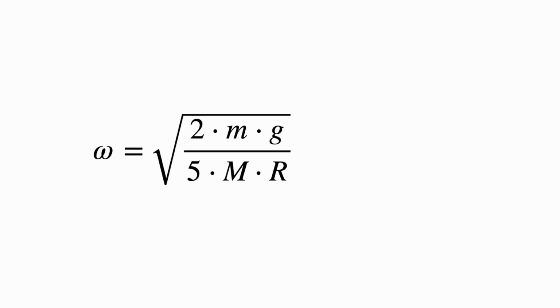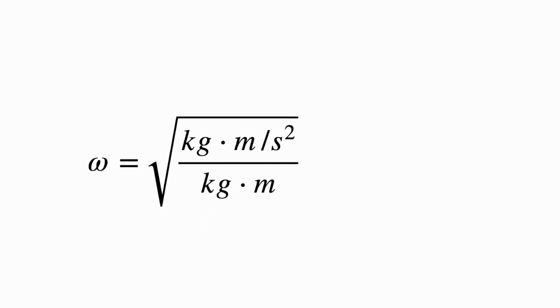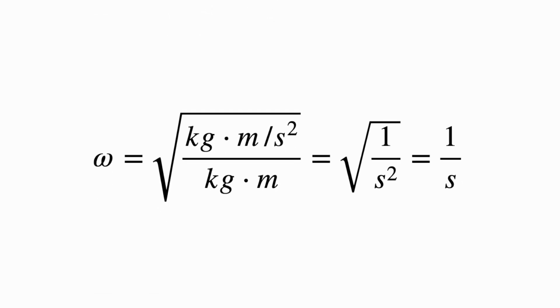First of all, the units for our answer. We got omega equals the square root of 2 times the mass of the ball times gravity over 5 times the mass of the block times the radius of the turntable. And this gives that omega equals the square root of kilograms times meters per second squared over kilograms times meters, which would be the square root of 1 over second squared, or just 1 over seconds, which is the correct unit for angular velocity in base SI units.